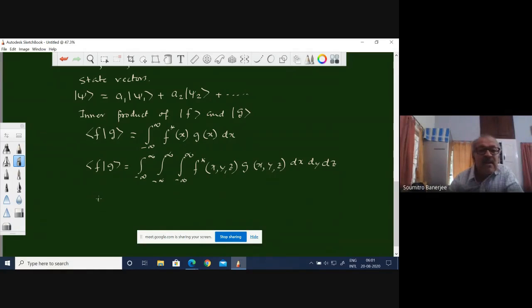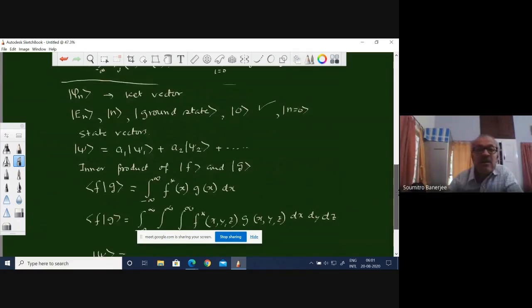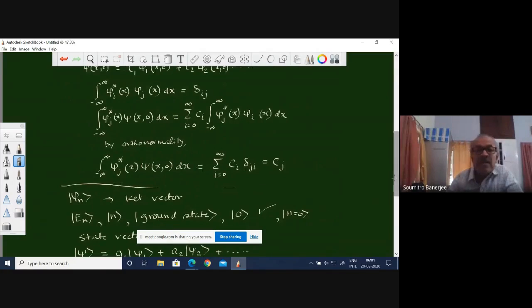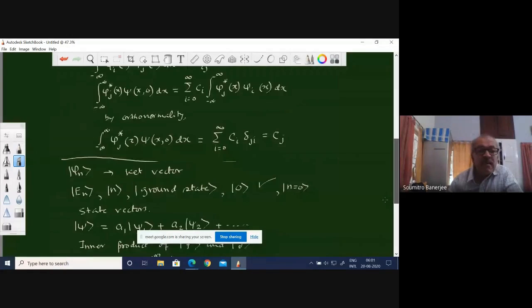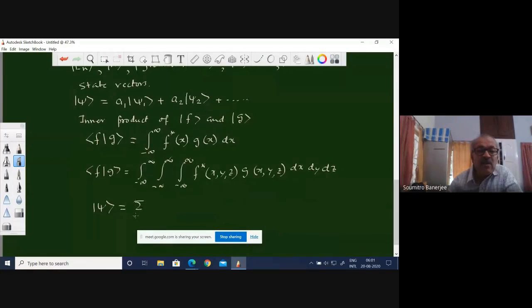So then psi, let me write this equation in terms of the Dirac notation. It will be the sum over i equals 1 to infinity of Ci psi i. That's it. So it is a lot more compact notation. Let me write here itself.